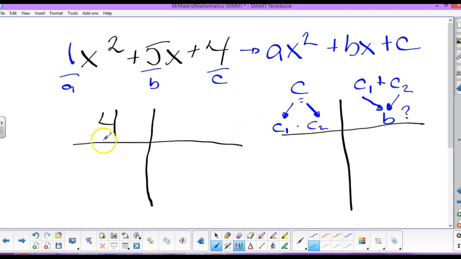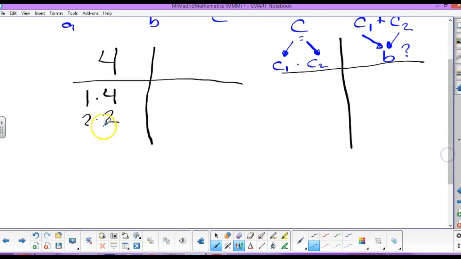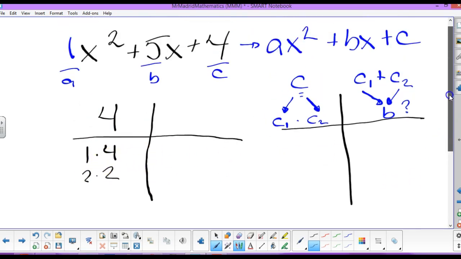So here we go. Let's start off with 1 times 4. It gives me 4. 2 times 2 gives me 4. What else is there? Now notice that 4 times 1 gives me 4, but that's the same 2 numbers, just switched order. Now, although immediately this is not super important, it's good to know that -1 times -4 also gives me a positive 4, and -2 times -2 also gives me a positive 4.